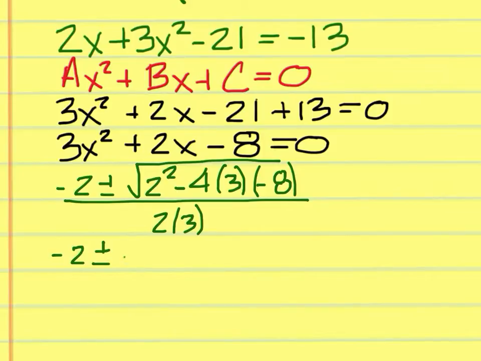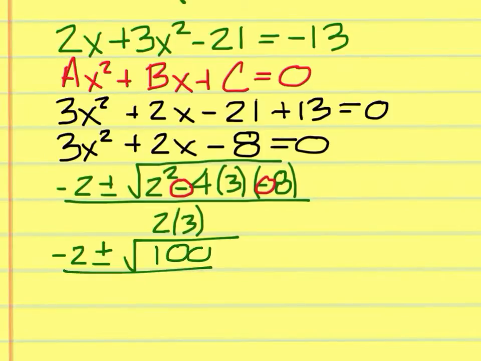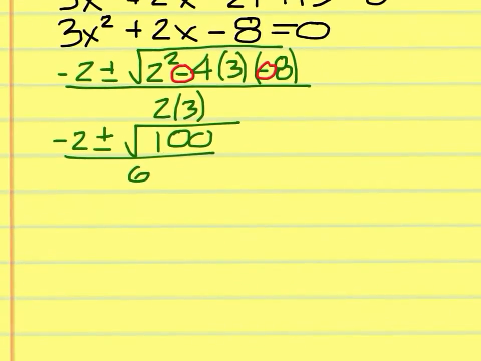So simplify under the square root sign. You have a double negative here and here, so you're going to end up with a plus. So you have 4 times 3, which is 12. That comes from here. 4 times 3 is 12, times 8 is 96. 2 squared is 4. 96 plus 4 is 100. And then you can go down and make two problems.